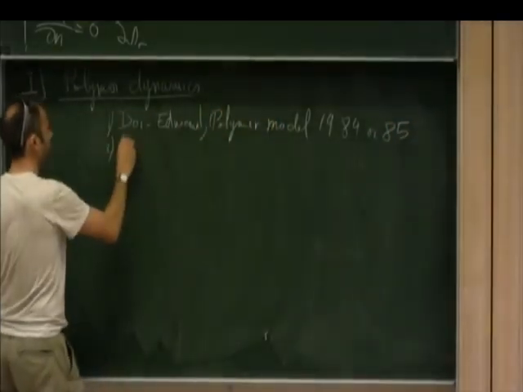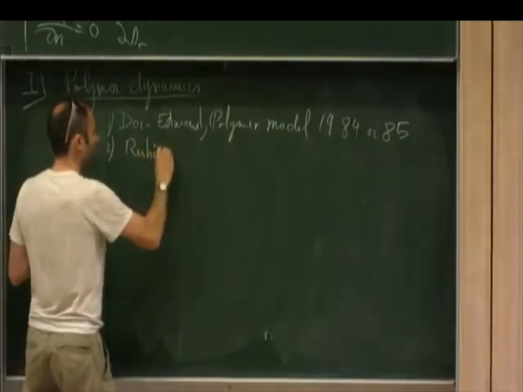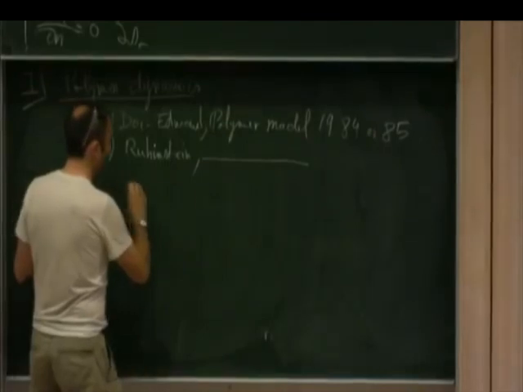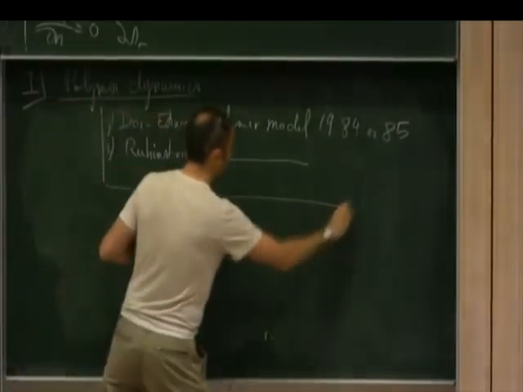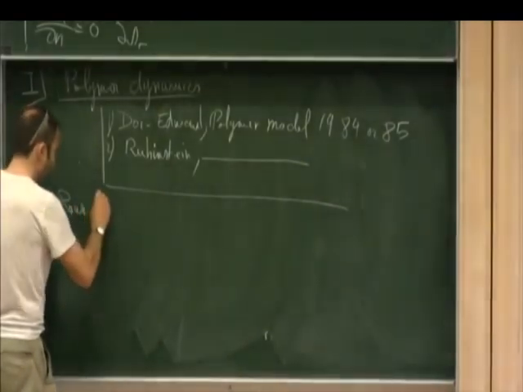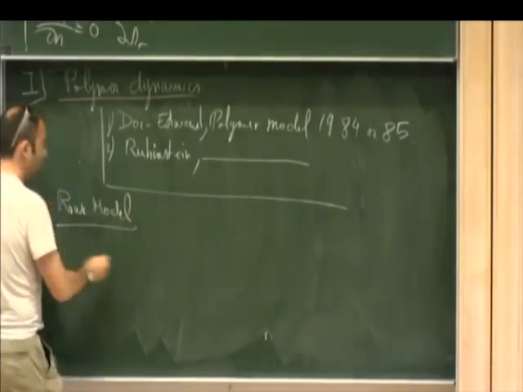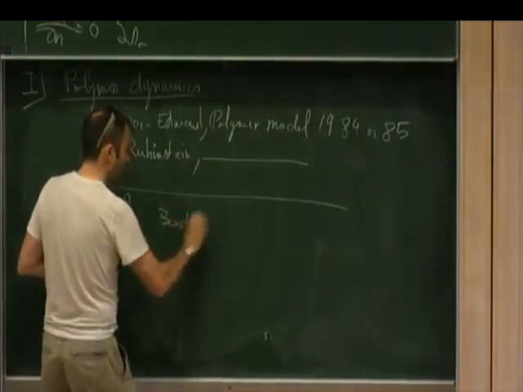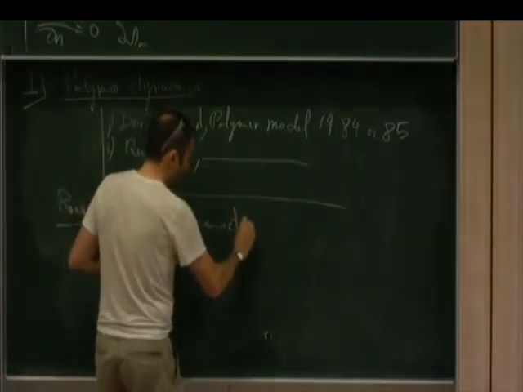There's a book of Rubinstein about polymer models, and there are many very interesting books. So let's start with the Rouse model. The Rouse model is beads connected by springs.